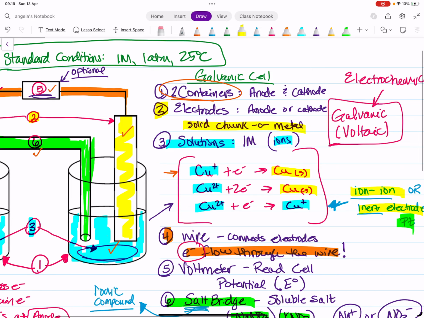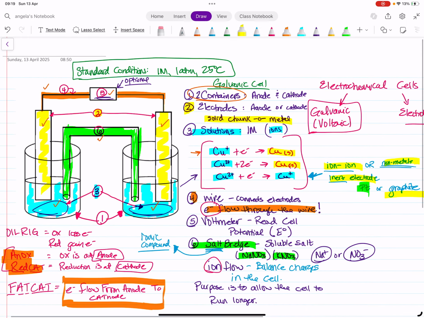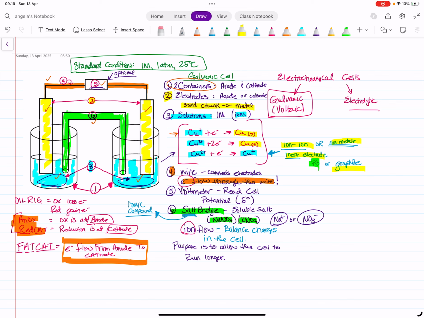Okay, that's enough for galvanic cells. Absorb that. That seems like a lot, and it seems a little overwhelming. I will make another video where we build a cell, and it's going to look just like this one, and we'll put it all together, and hopefully it will make more sense.